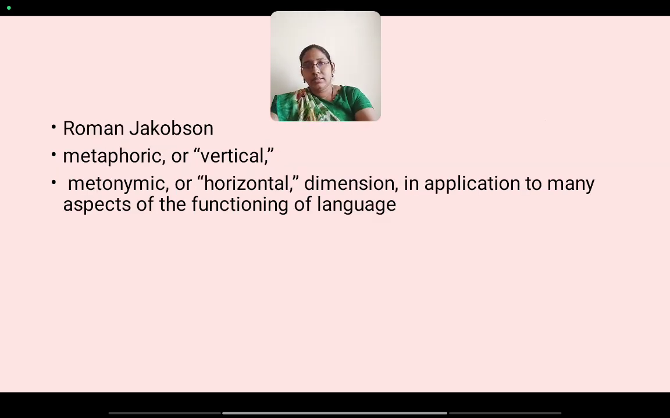The same thing, metonymy, is described by Roman Jakobson, the 20th century critic. He says that the metaphoric is vertical, that is comparison. When you are metaphorically comparing something, it's a vertical comparison, and the metonymic is the horizontal dimension. Metaphoric means like this, vertical. Horizontal means like this. So in application to many aspects of the functioning of English, we find it being referred to like this.